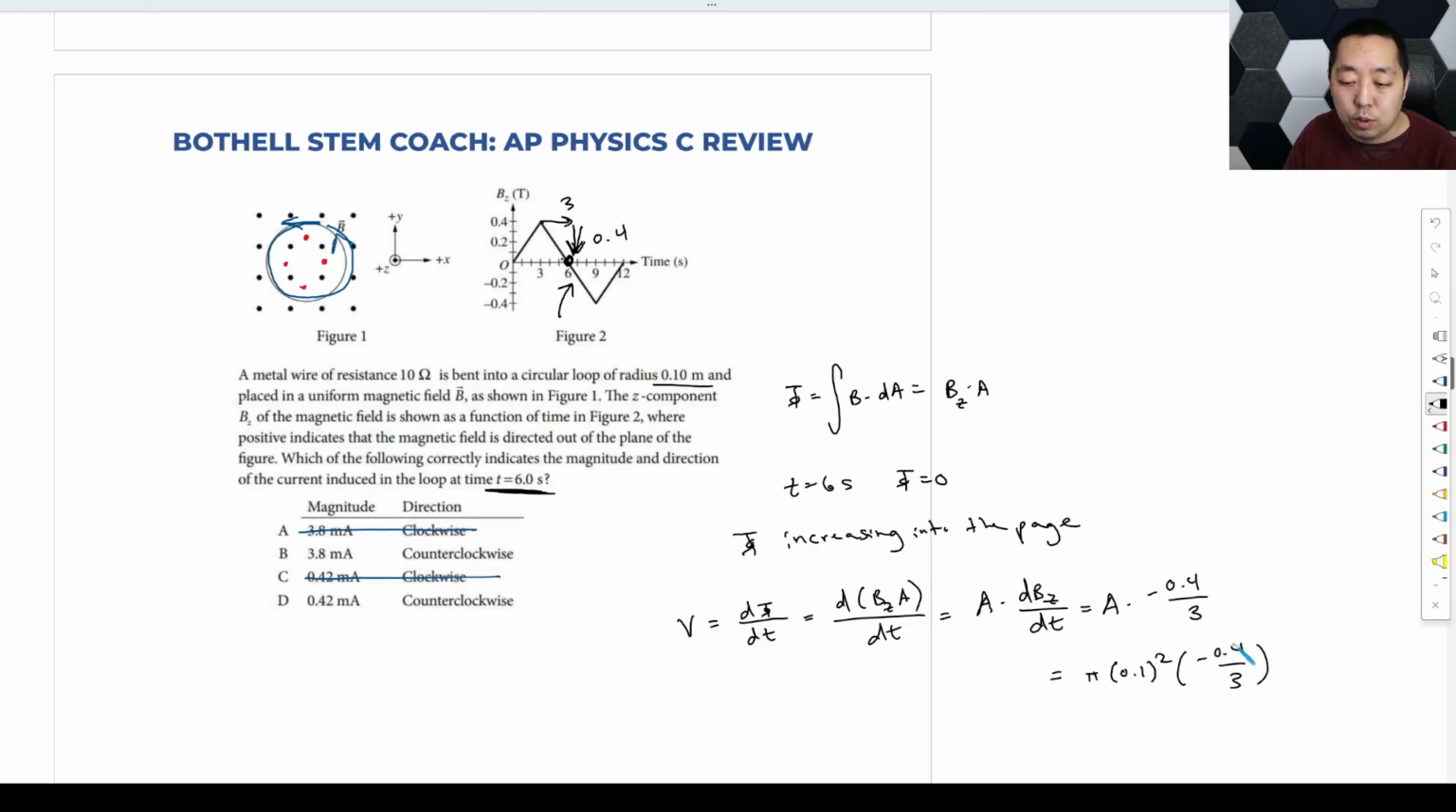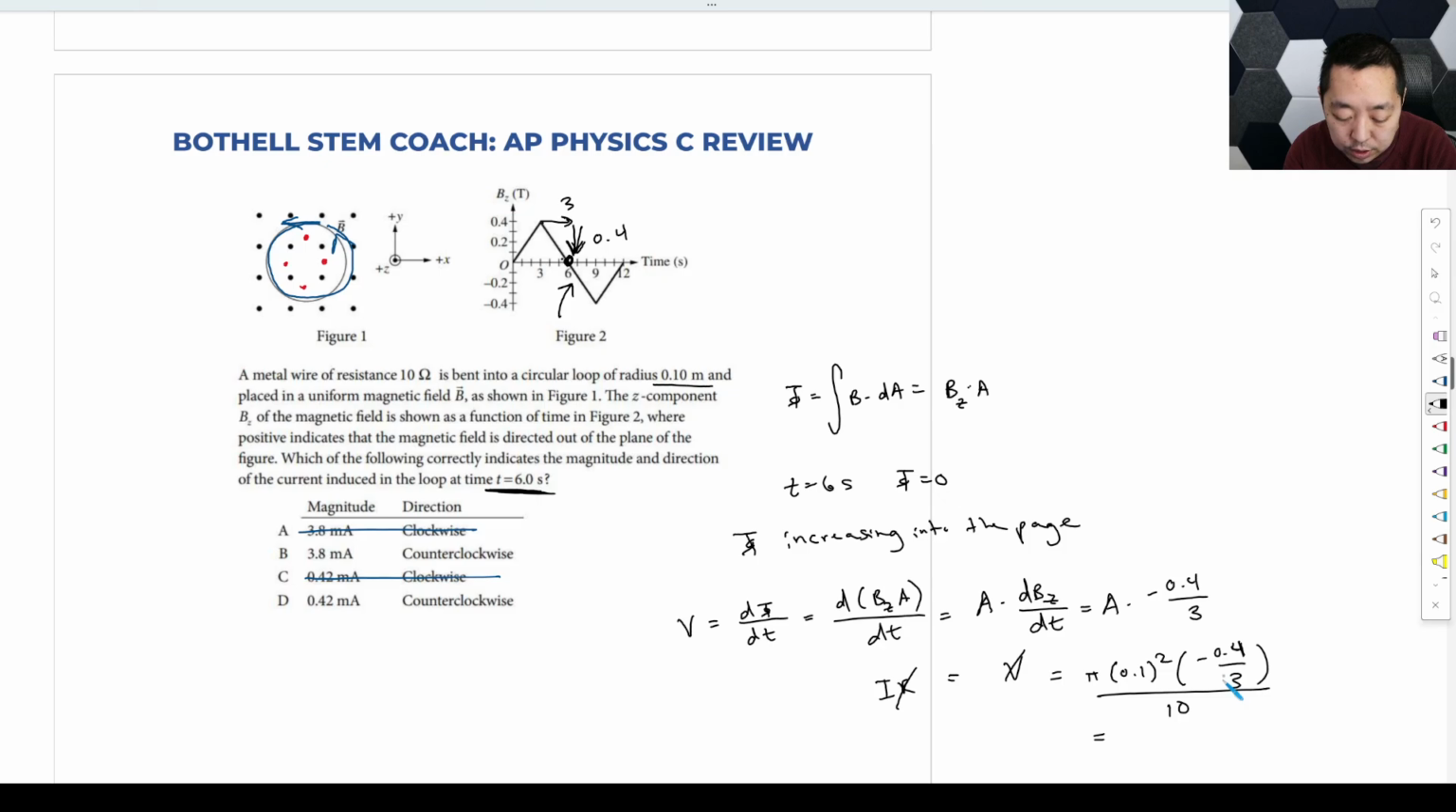Again, you don't need to worry about the negative sign. All we really care about is the change. So this is going to be pi. So that's going to be our voltage, right? And then, okay, we want to find the current, but this is equal to I times R because the loop has some resistance here. So to find the entire current, we're just going to divide all of this by the resistance, by 10. Right? So then that's going to be our calculation.